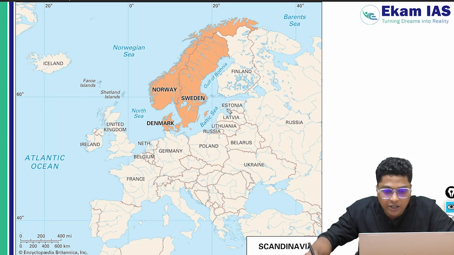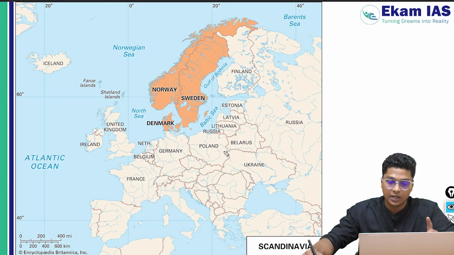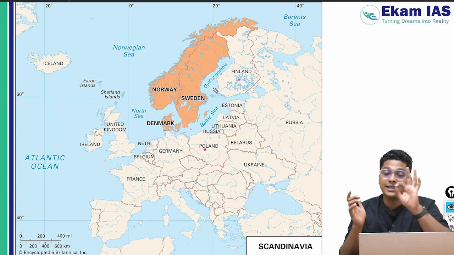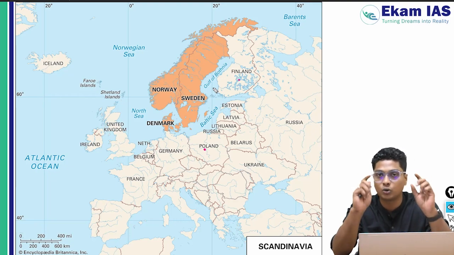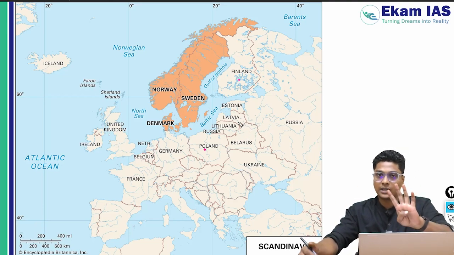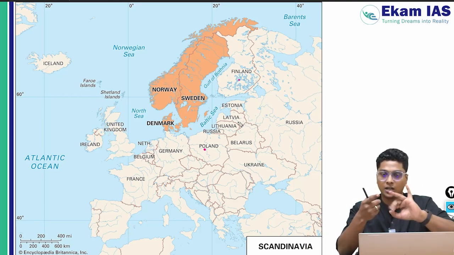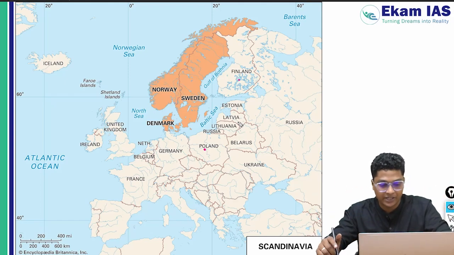These three nations, Estonia, Latvia, Lithuania, are open to the Baltic Sea. Therefore, they're called Baltic nations. None of the other countries, Poland or Finland, are included in the Baltic countries. These three nations in alphabetical order, Estonia, Latvia and Lithuania, together are called Baltic nations. So four classifications: Scandinavia, Nordic, Balkan nations, Baltic nations. So we have seen the major classifications here.